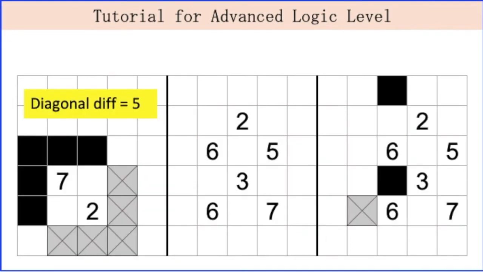Okay, so just a quick recap. Diagonal numbers like 7 and 2: if the difference is 5, and only if the difference is 5, then all the spaces surrounding the bigger number 7 will turn into black spaces, and all the spaces surrounding the smaller number, which is 2, will turn into gray spaces. Since the difference has to be 5, there are only 3 sets of numbers where this condition applies. So there's 7 and 2, 6 and 1, and 8 and 3, right?